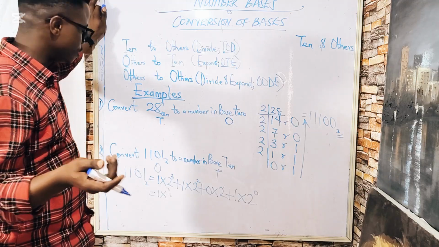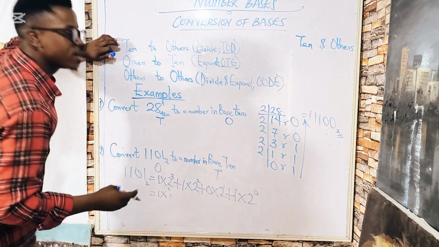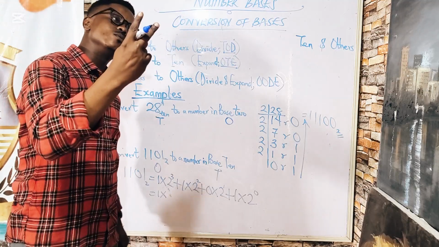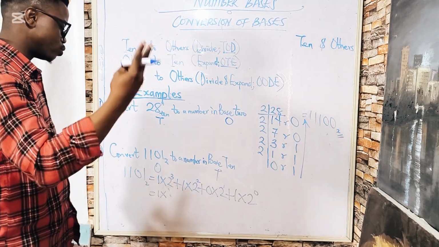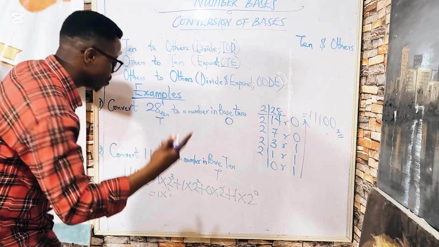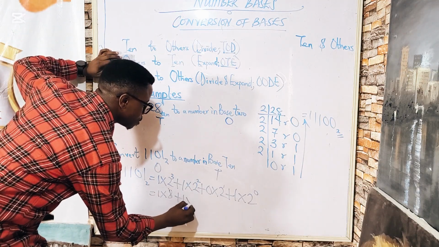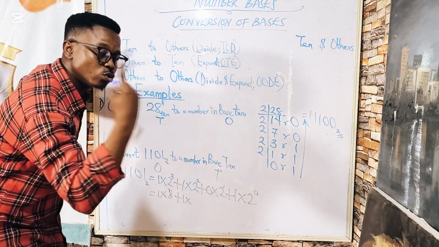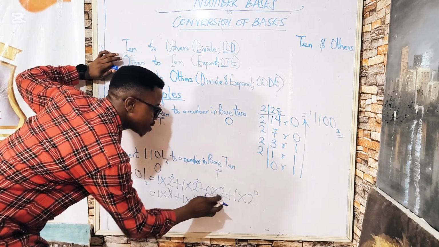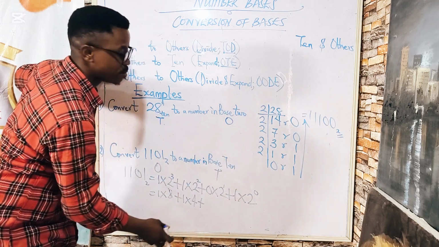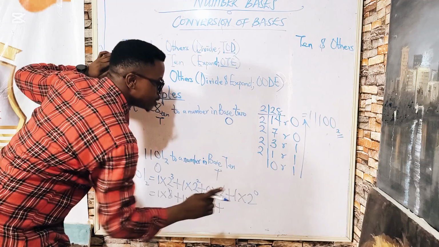It's very important. But for those that already know that step, 2 raised to power 3 means 2 times 2 times 2. 2 times 2 is 4, 4 times 2 is 8. Now 1 times 2 raised to power 2, 2 times 2 is 4, plus 0 times anything. We don't even need to multiply this because 0 times anything is 0.